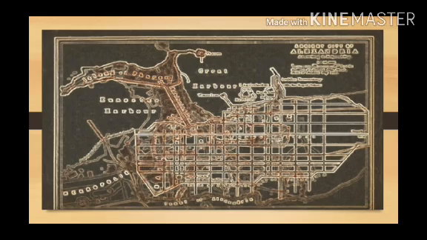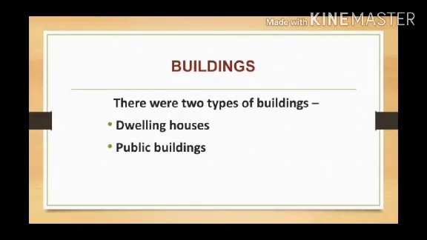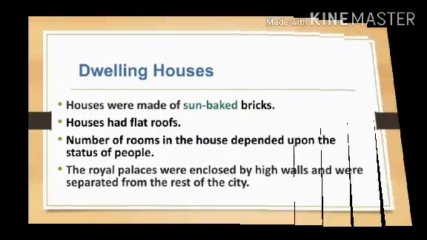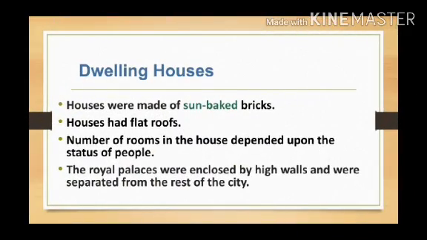Another characteristic feature of Egyptian civilization is buildings. There were two types of buildings. One is dwelling houses and the other is public buildings. Let us first discuss dwelling houses. Houses were built around the crossing of two major roads. They were made of sun-baked bricks. Bricks are still used by people to build houses. But the difference is today's bricks are cooked and the Egyptians' bricks were sun-baked.